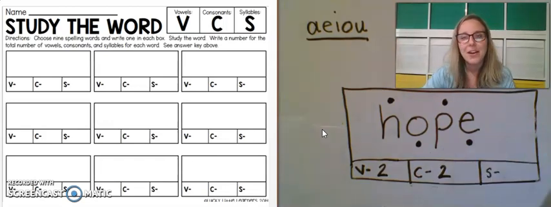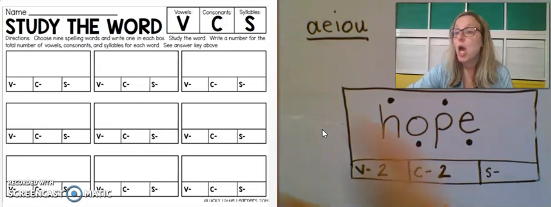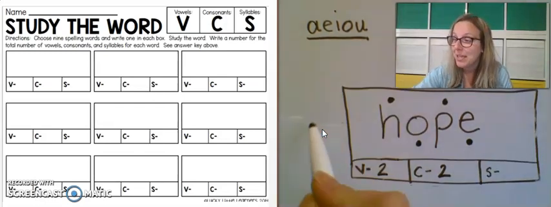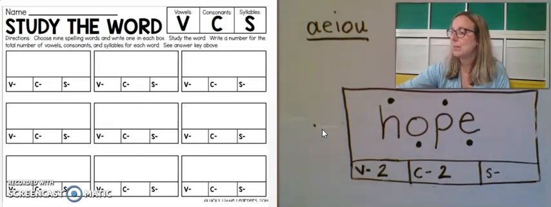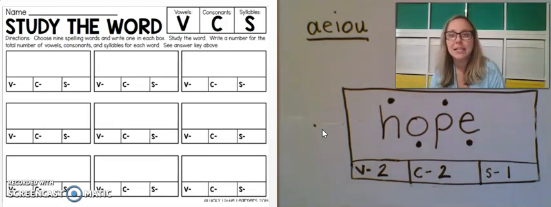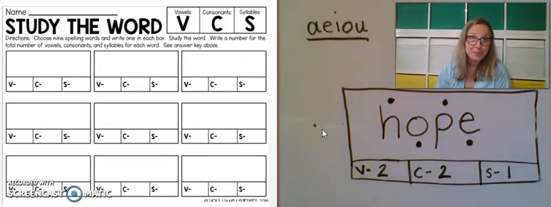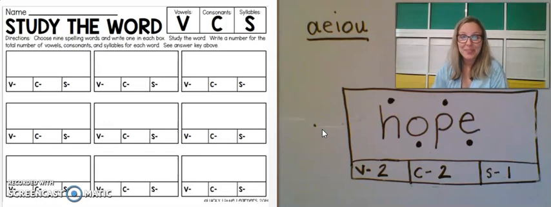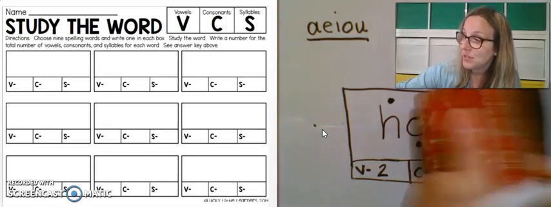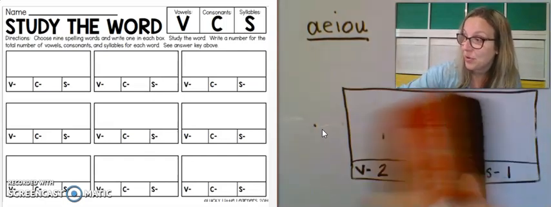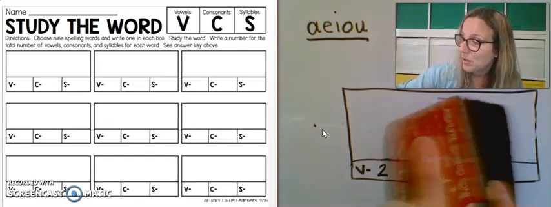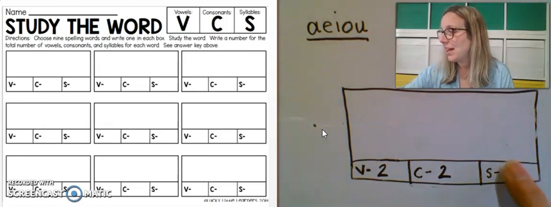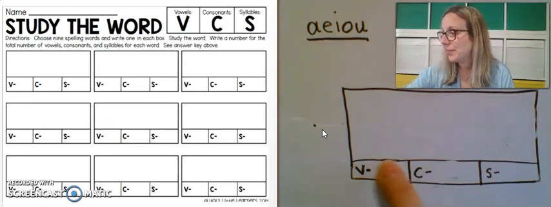And now I have to figure out how many syllables, how many beats when I say the word hope. Hope. I hear 1 beat, hope. So I can put 1. There is 1 syllable in the word hope. Okay? All right, I'll do one more with you, boys and girls, and then you can do the last 6 on your own, because I think after we do one more, you should have the hang of how to do this pretty good. Okay?